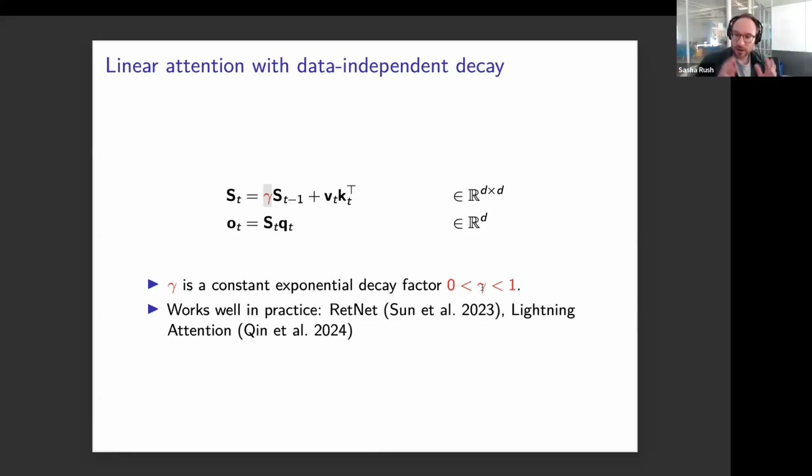Is one way to think of this as just like a running average, like an exponential moving average in the simplest case? Exactly. It is just a simple exponential running average mechanism. And I think there's another model called MEGA, which explicitly uses this running average mechanism, which is kind of the same, but with a different name.